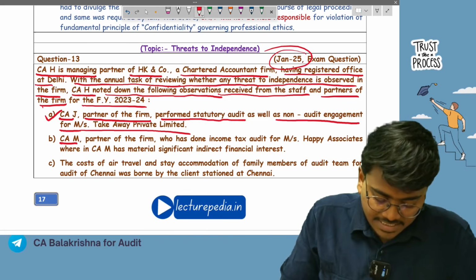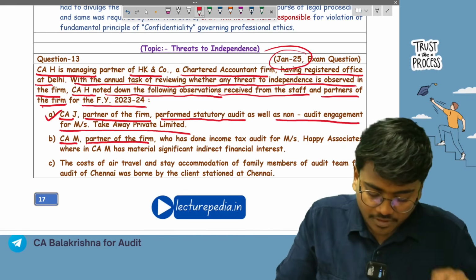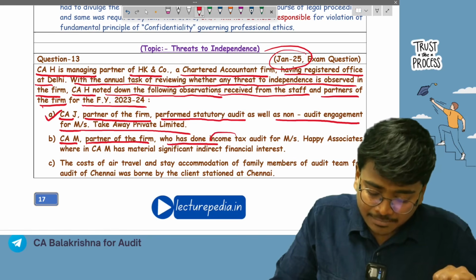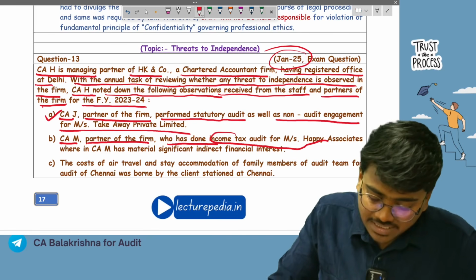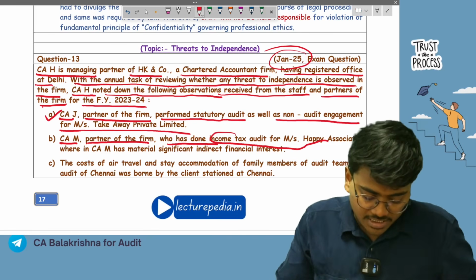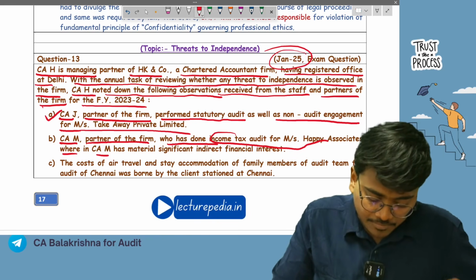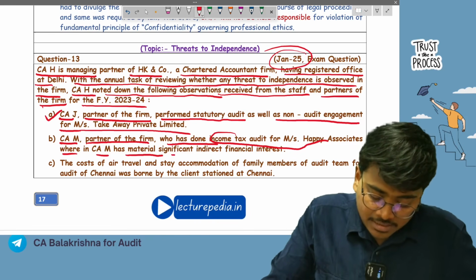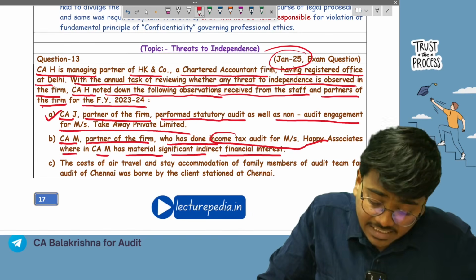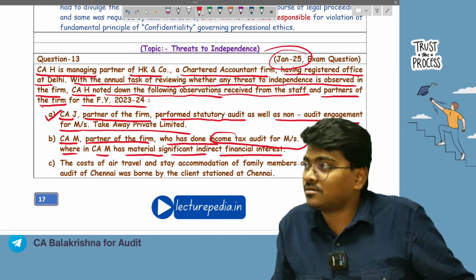Next, CAM, partner of the firm who has done income tax audit of Mrs. Happy Associate, wherein CAM has material, significant, indirect financial interest, self interest threat.